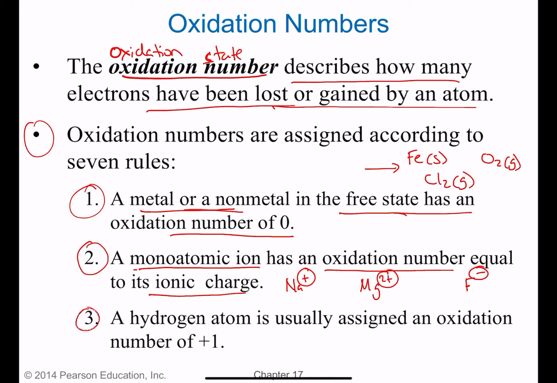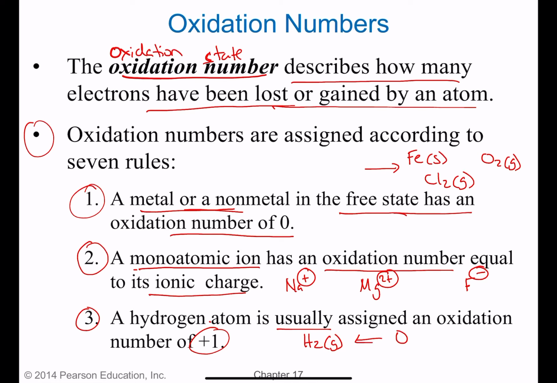Rule number 3, hydrogen atoms, or rather hydrogen ions, whenever you have hydrogens, they're going to have an oxidation number of +1. And we say usually because pretty much all of the time it's +1. There are some interesting exceptions when it's actually -1. And keep in mind, this is excluding the example where you have hydrogen diatomic gas, because this is like rule number 1 where it's in its free natural state.